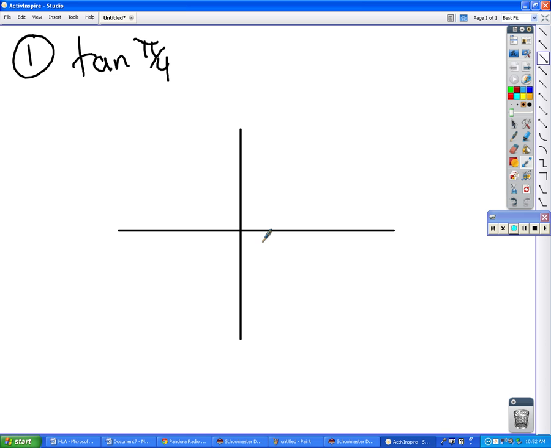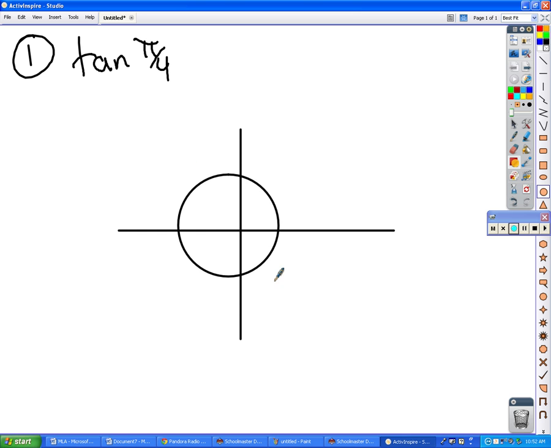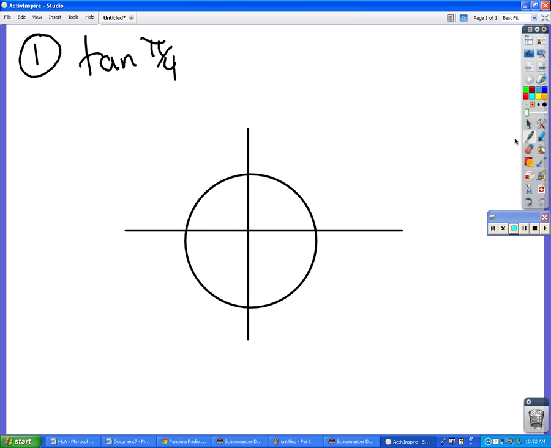Okay, tangent of pi over 4. Remember, this is the thing where we're looking at the unit circle. You're locating pi over 4 on the unit circle, figuring out the x and y coordinates, and then using the fact that tangent equals y over x to answer the question. So, where is pi over 4?